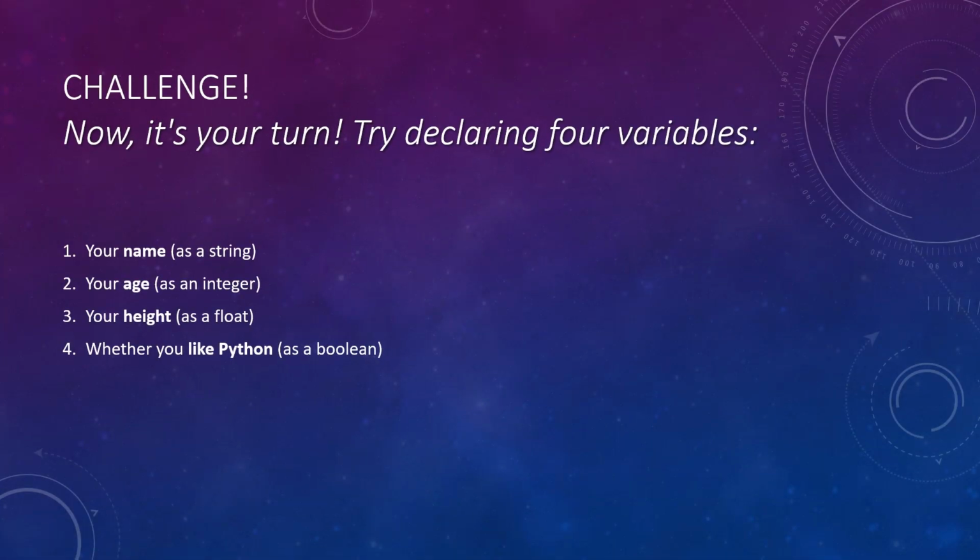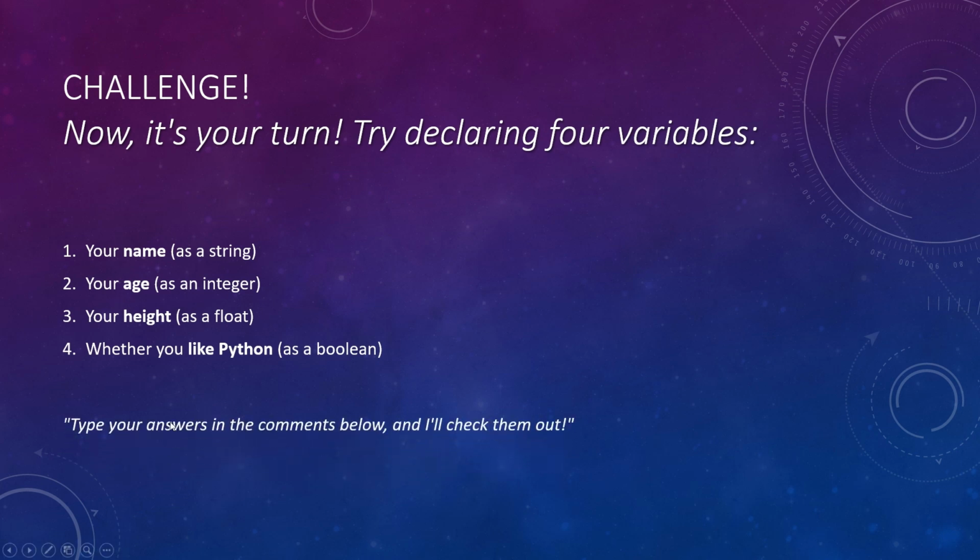Challenge. Now it's your turn. Try declaring these 4 variables: your name as a string, your age as an integer, your height as a float, and whether you like Python as a boolean. Type your answers in the comments below and I'll check them out.